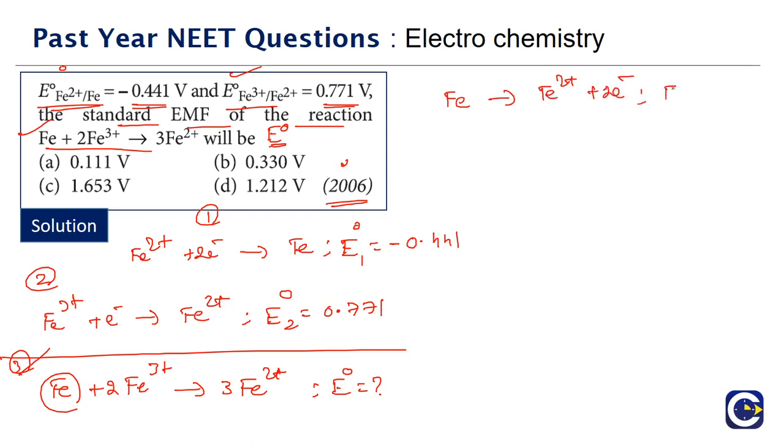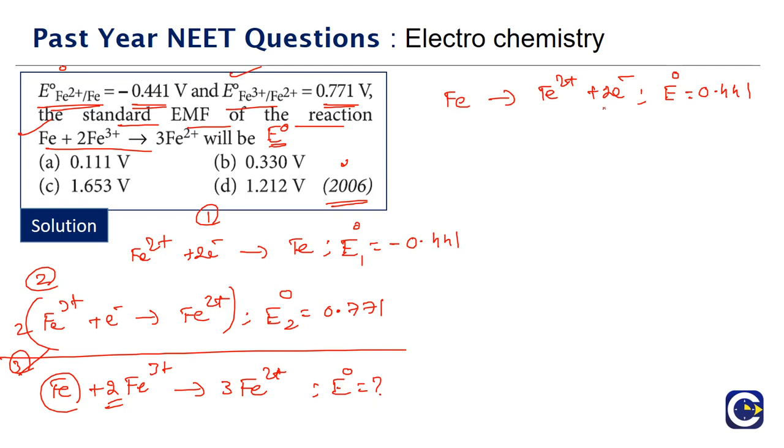For this the E0 value will be, if you reverse the equation, the negative of the original, means 0.441. Then if you look at our final equation, we have 2 Fe3+. Here we have only one Fe3+, means we have to multiply this by 2. But as we said, we will not be able to relate the E0 values of the equations. We have to relate the del G values.